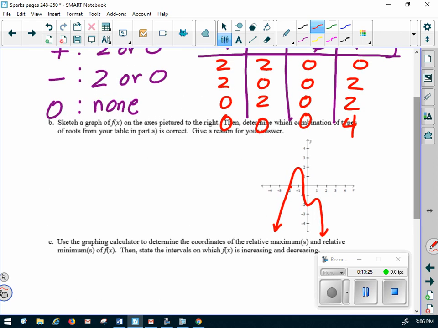Which of those 4 combinations of roots works? Well, it looks to me like I see 2 negative real roots, and that's all I see. So it looks to me like it's this one. Give a reason for your answer. Well, the graph crosses the x-axis when x is negative twice, and that's the only time the graph crosses the x-axis. So that means the other 2 roots have to be imaginary.